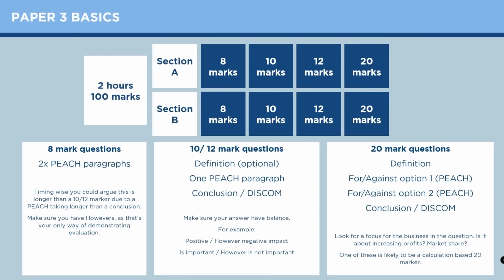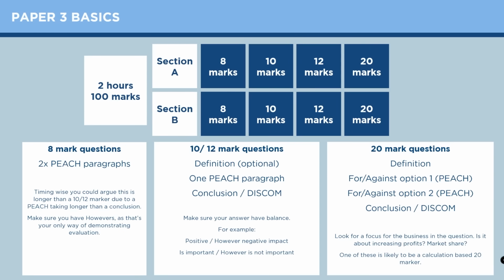An 8 mark question is 2 PEACH paragraphs. There's no way around that. There's no way of making it quicker. There's no way of shortening that down. The question says assess 2, and so you need to assess 2, but they also give you evaluation marks, and therefore you need to have that balance. So you need to have the howevers. So you kind of can't avoid that.